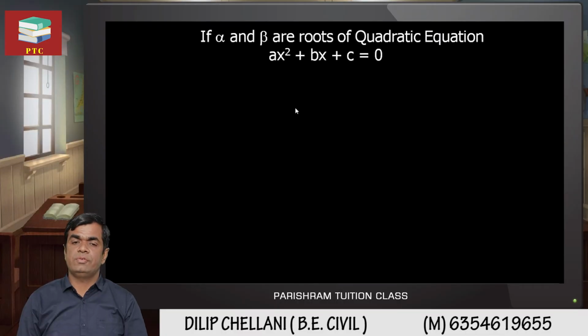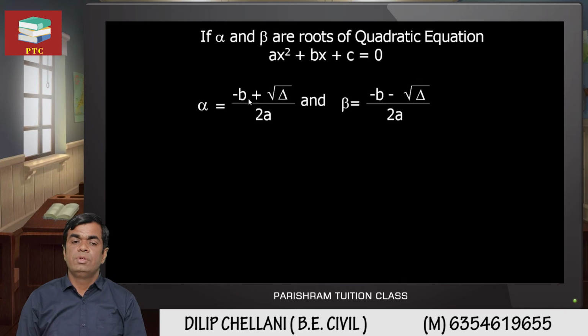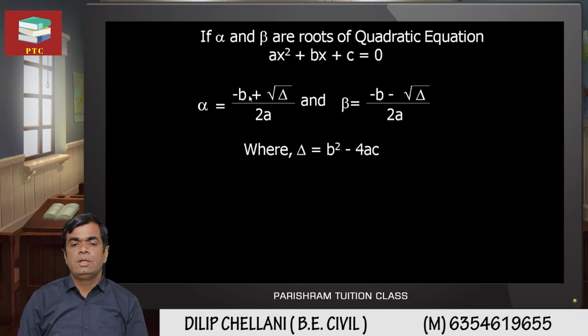Next topic is equation. In equation, one of the important topics is quadratic equation. If alpha and beta are the roots of equation ax square plus bx plus c equal to 0, then what's the value of alpha? It is minus b plus root delta upon 2a. Similarly, beta would be minus b minus root delta upon 2a. Here, delta equal to b square minus 4ac.